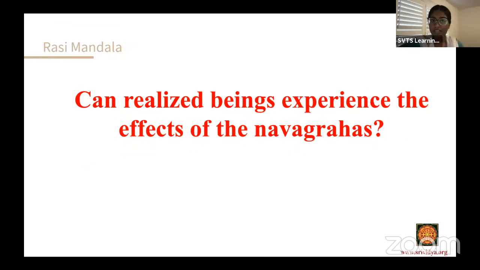Can realized beings experience the effects of Navagrahas? Yes, they will experience the effects of the Navagrahas, but it will not affect them because they do not have any consciousness about their body. They have gone beyond that. So it won't.